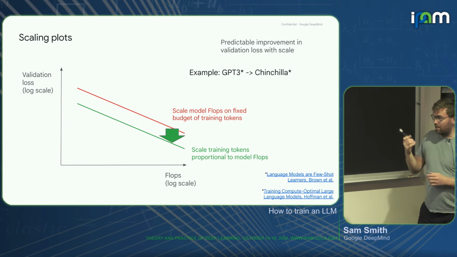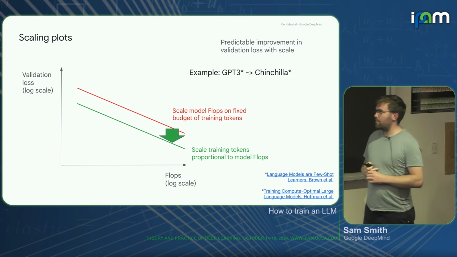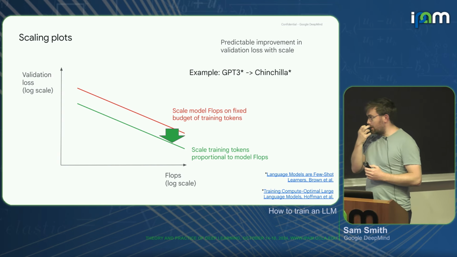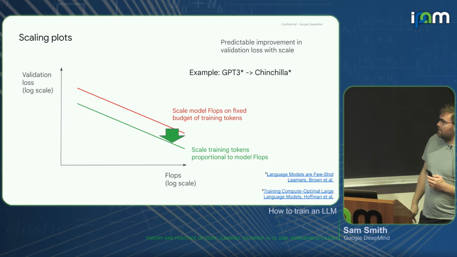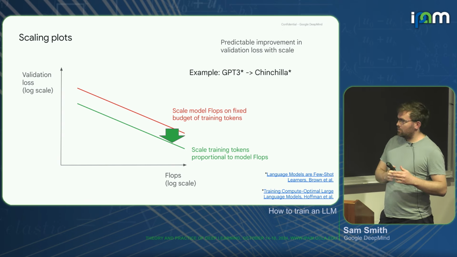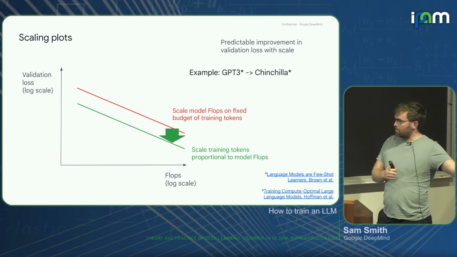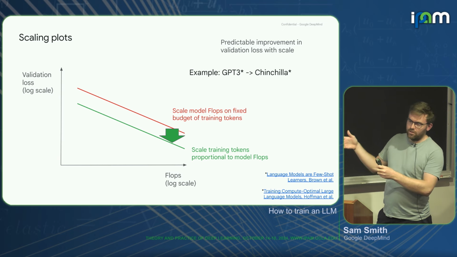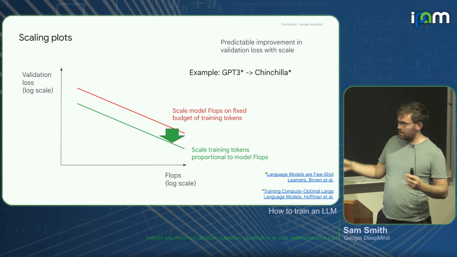One nice example where this is exactly what happened is the trajectory from GPT-3 to Chinchilla. A design decision that was made in GPT-3 was they basically scaled the size of the model, the number of flops the model performs in a single update, while using a fixed budget of training tokens for all model sizes.